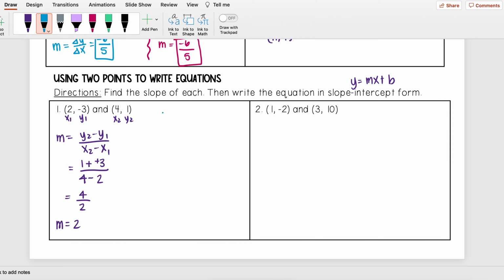So I know my m is equal to 2. But now I need to find my b. So to do that, I'm actually going to plug in my slope into this formula and my x and my y. And where I find my x and my y is from these 2 points. So you can choose either one of these. I want to go ahead and choose 4, 1. And so that means my 4 is my x and 1 is my y.